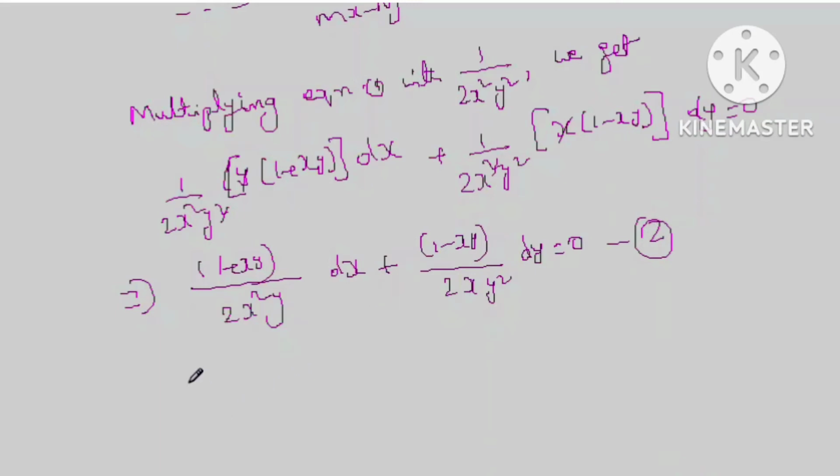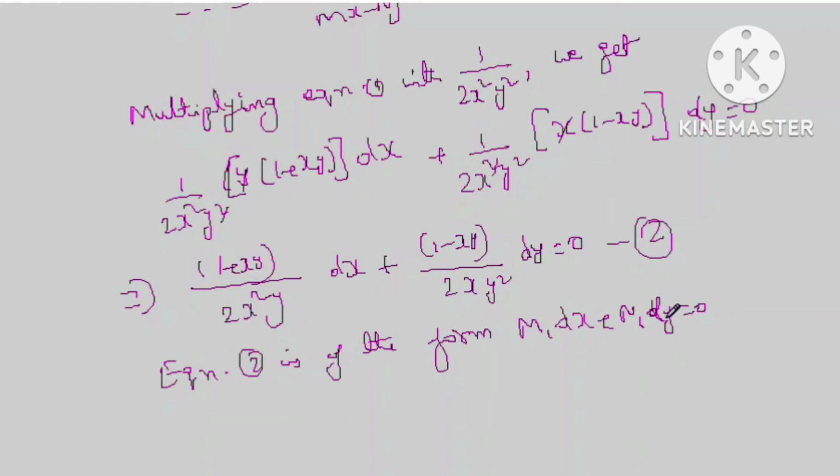So equation 2 is of the form M1 dx plus N1 dy is equal to 0. We can prove that equation 2 is exact.